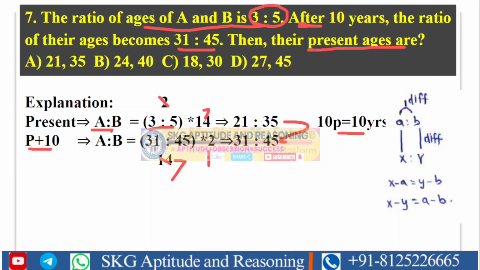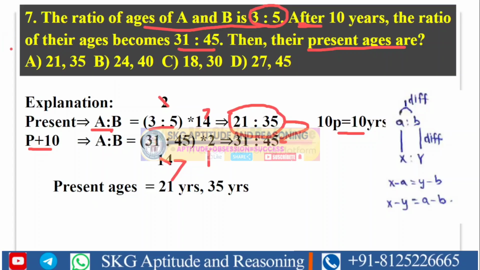Now what do we need to find? We need to find the present ages. Actually we already got the present values of A and B. Because one part is 1 year, 21 parts equal 21 years and 35 parts equal 35 years. So directly my answer will be option A. The present age of A is 21 years and B is 35 years. I hope you understand this problem. Let's move to the next problem.